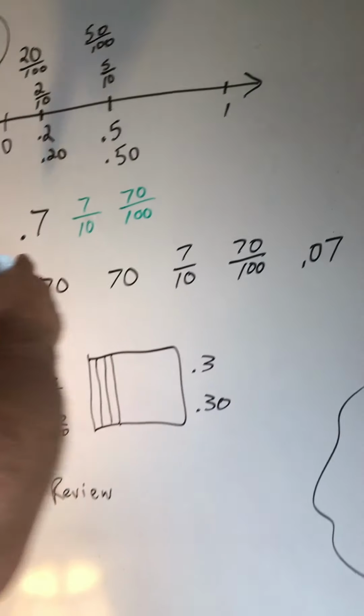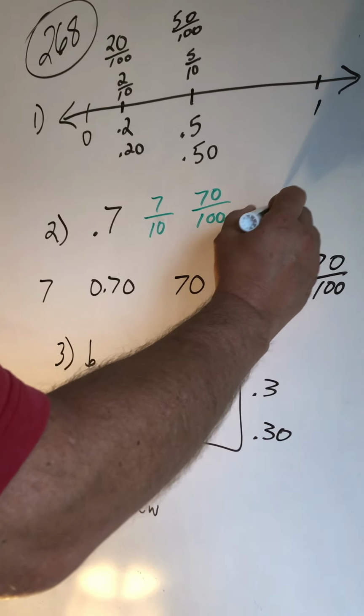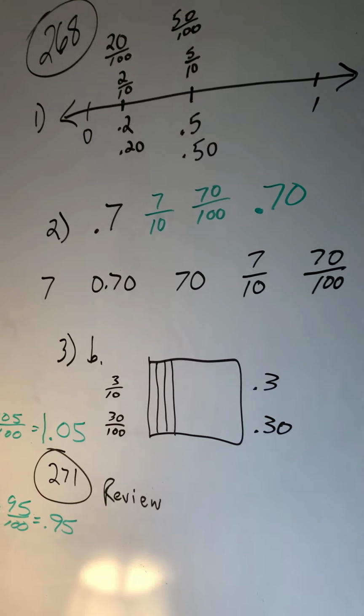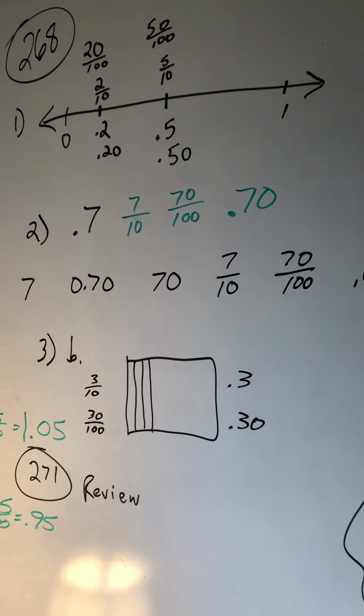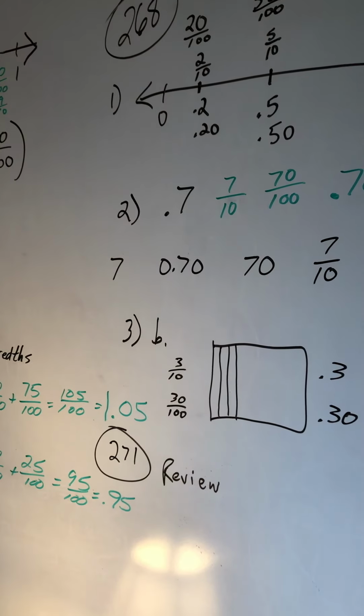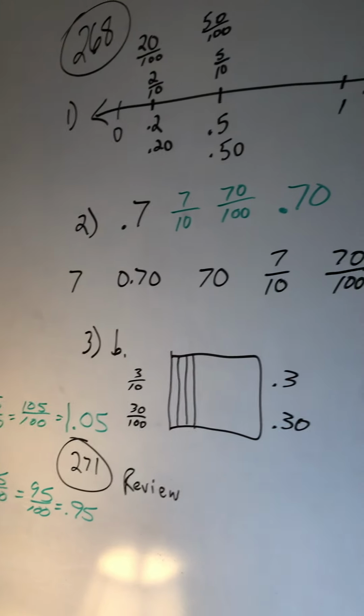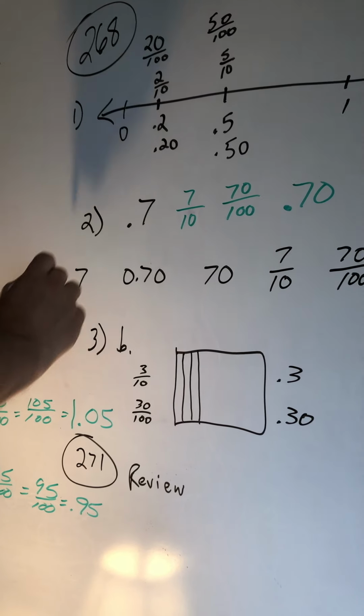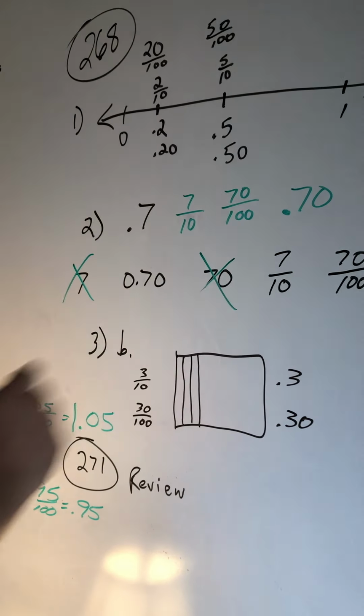We've got 0.7, but also equivalent to 0.7 is 70/100, which is this. So let's look down here. This is less than 1, right? 7/10 is less than 1. Let's get rid of the whole numbers right now, okay?